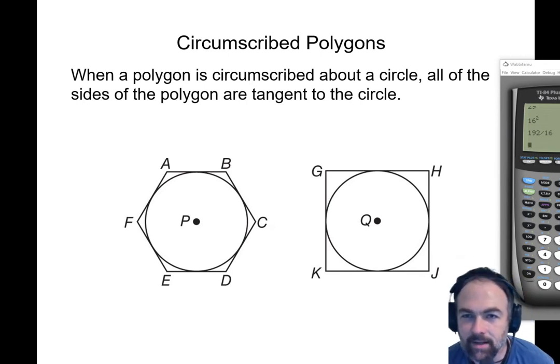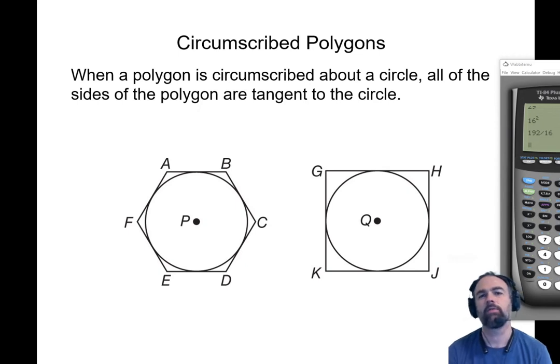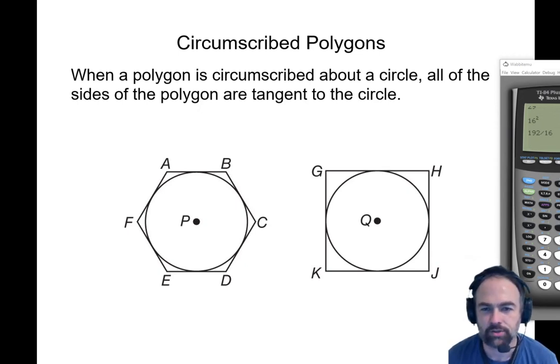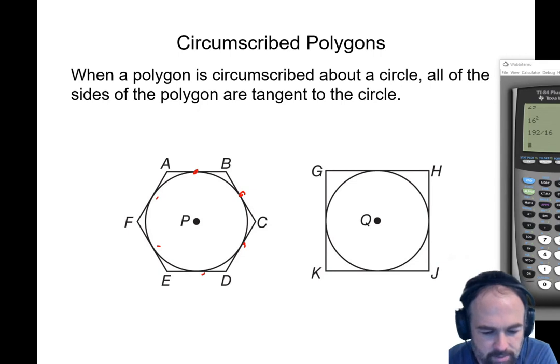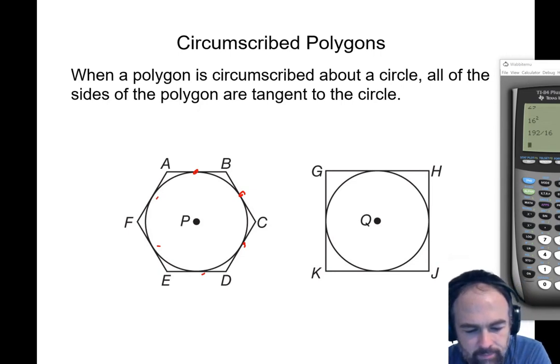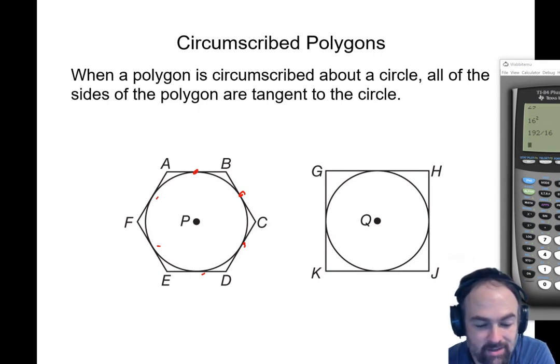Circumscribed polygons. When a polygon is circumscribed on a circle, all of the sides of the polygon are tangent to the circle. So in this particular case, every single segment there has a point of tangency. Every single side all the way around has a point of tangency. Therefore, the important part there is that since these are all tangent segments, each of these are congruent.